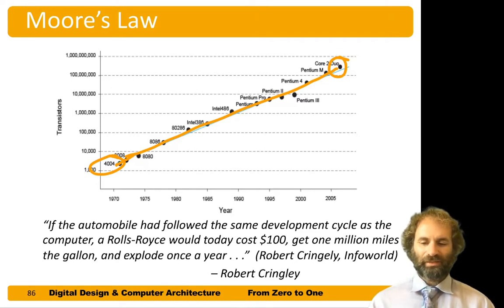There's nothing else I can think of in the history of technology that has increased at a dramatic exponential for 5 decades. Robert Cringely had a famous quote that if an automobile had followed the same development cycle as Moore's Law, a Rolls-Royce today would cost $100, would get 1,000,000 miles to the gallon, and like computers, would explode once a year.